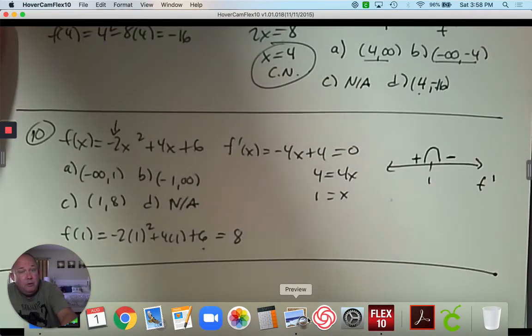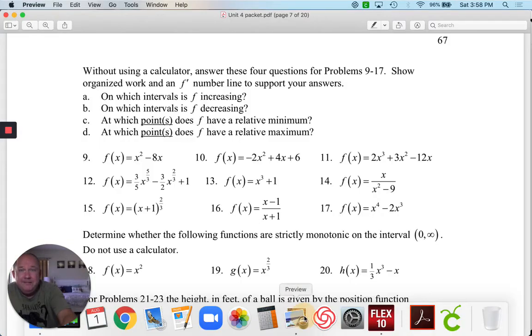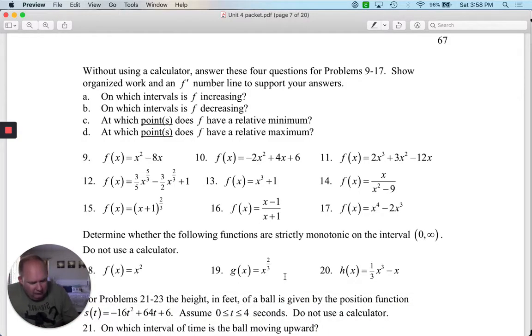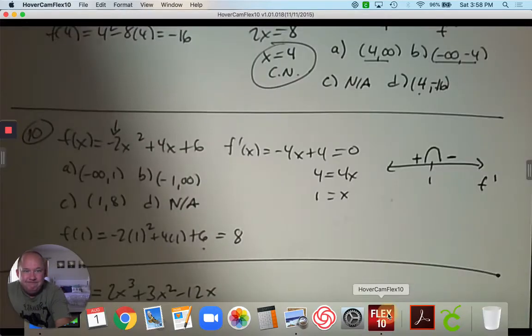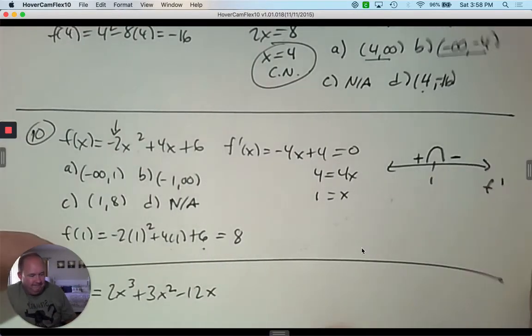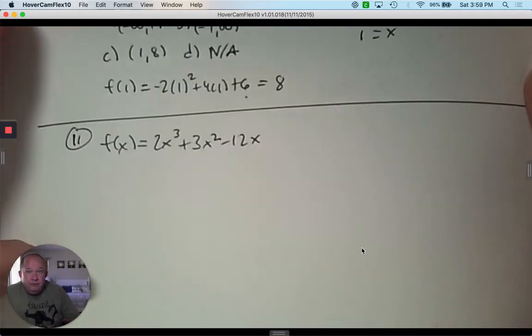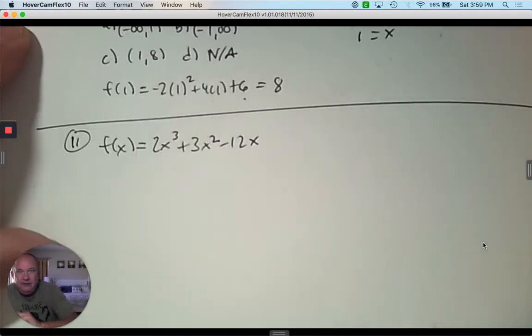Do you feel you want to try it yet? Let's see. Number 11. I think you can try this one. So if you have the courage, write down the question, press pause, and try it. Tell me where it's increasing. Tell me where it's decreasing. Tell me where the maximum and minimums are using algebra and calculus. We can do it. So if you pressed pause already and tried it, here's the answer.